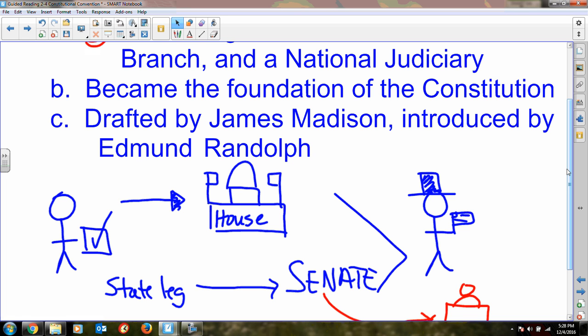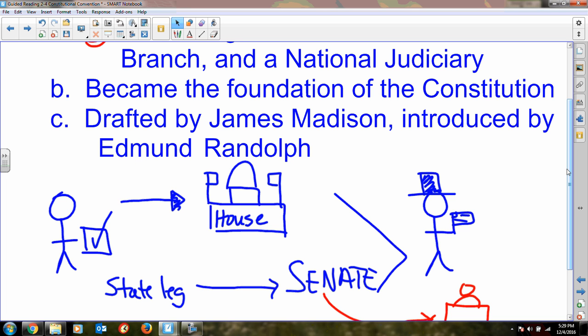But the foundation of this government you can see in our government today. We have a bicameral legislature. The House is chosen by the people, but now the Senate is also chosen by the people. But the people also choose our president. So it's not all the way like the Virginia plan. But it did become the foundation of our Constitution.